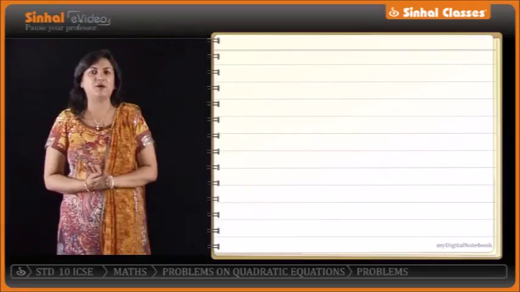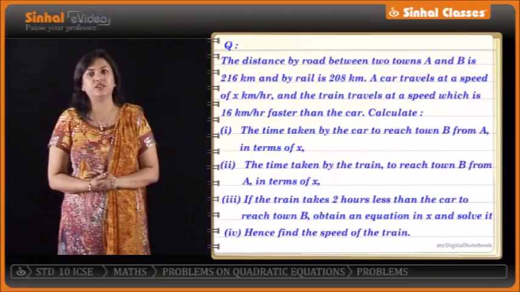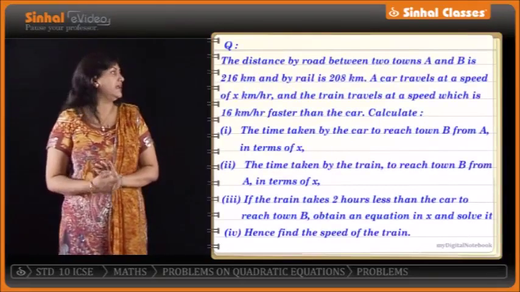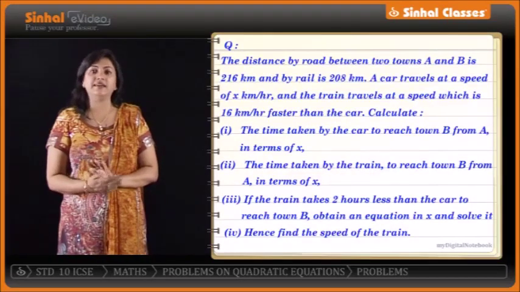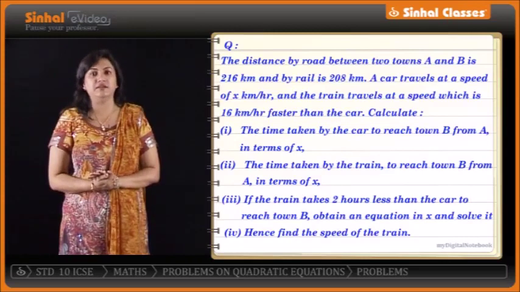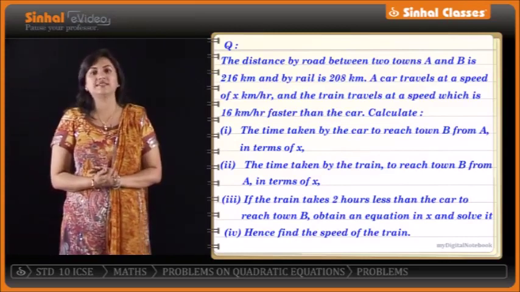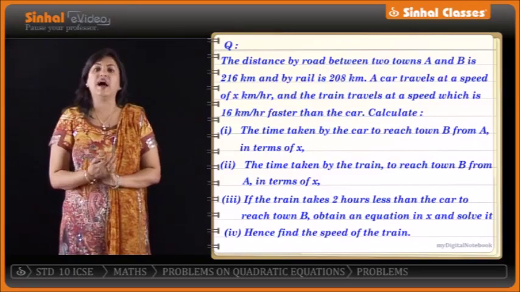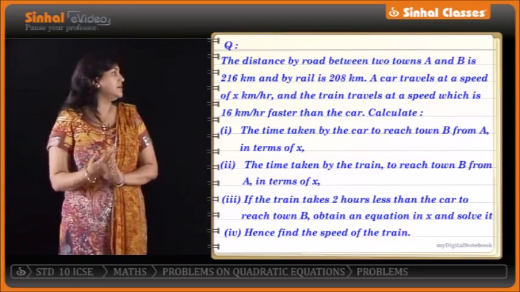Now to the next problem. The distance by road between two towns A and B is 216 km and by rail it is 208 km. A car travels at a speed of x km per hour and the train travels at a speed which is 16 km per hour faster than the car.